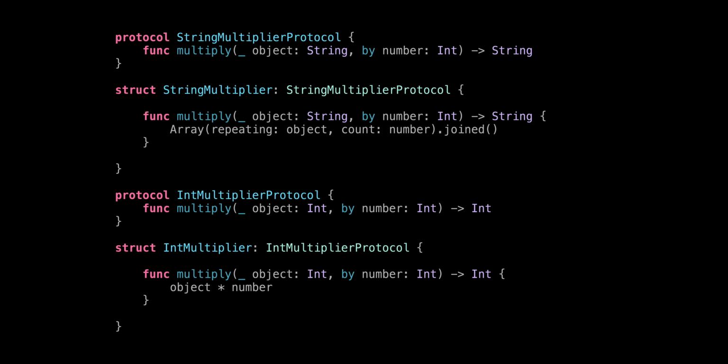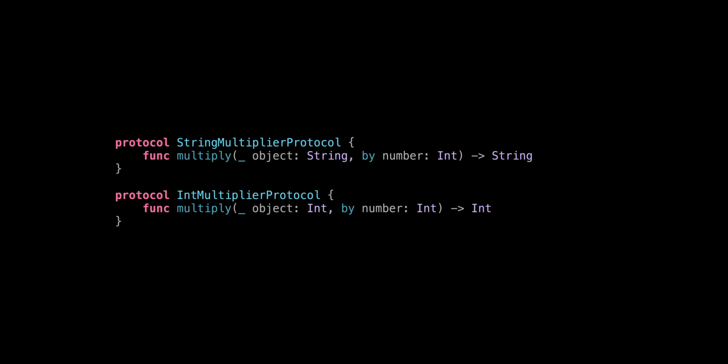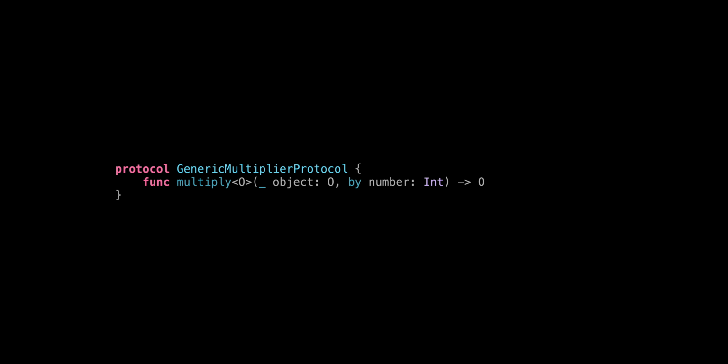But this approach is neither flexible nor scalable. The protocols are incompatible with each other, and if you want to support another data type in the future, then you'll have to repeat every step manually. Let's see how we can improve this design. Using generics, you can declare a single protocol. Doing so gives you a nice and elegant interface, and you can use it with any data type.